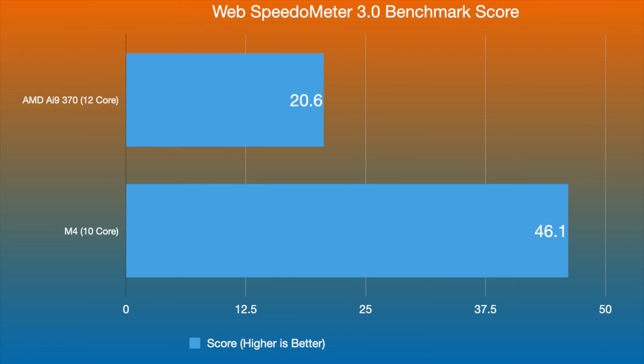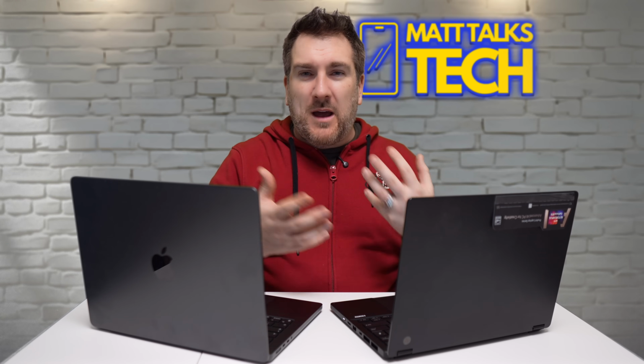Well, the AMD scored 20.6 on Speedometer 3.0, which was quite impressive, definitely. But the M4 was far better here. Look at this, more than double the score. We got 46.1, which was absolutely incredible. So with this, what I would say is, if you're using JavaScript or web-based programming languages, the main ones out there, then I'd probably say the MacBook Pro is definitely the better buy.